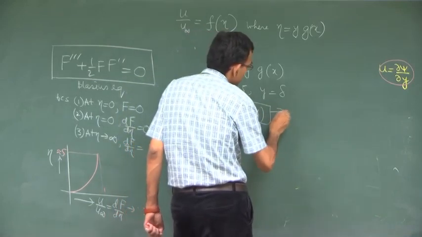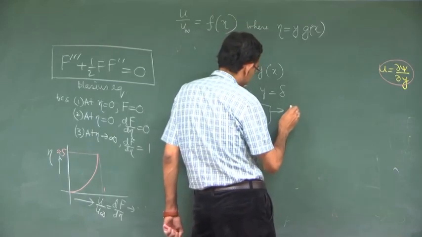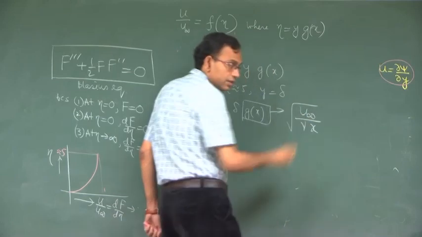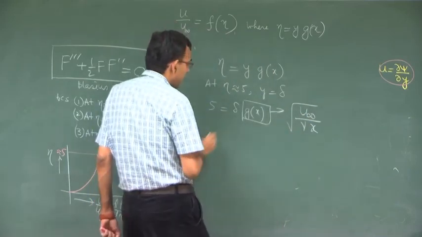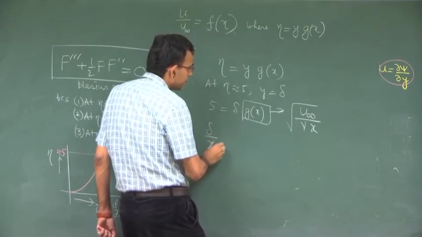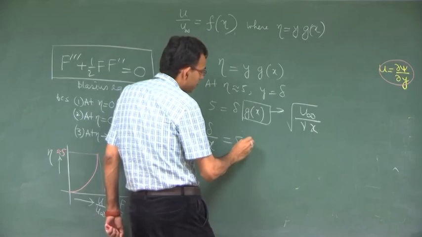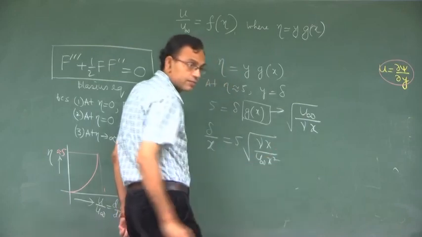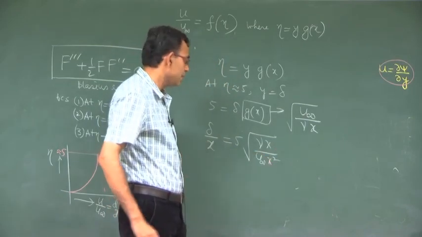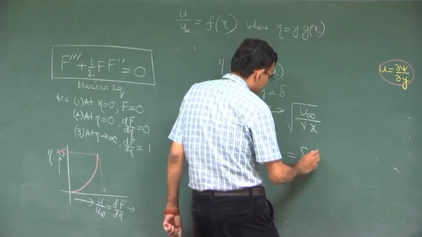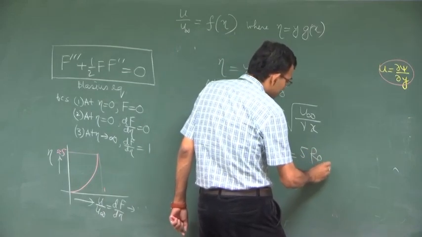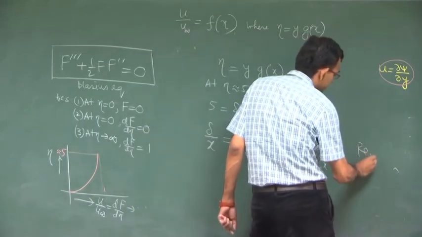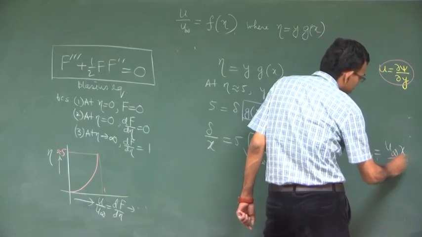G x is, what is g x? Square root of u infinity by nu x. So, you can write delta by x is equal to 5 into square root of nu x by u infinity x square. This by x will bring it x square. This is nothing but 5 into Reynolds number to the power minus half, where Reynolds number is u infinity x by nu. This is local Reynolds number.